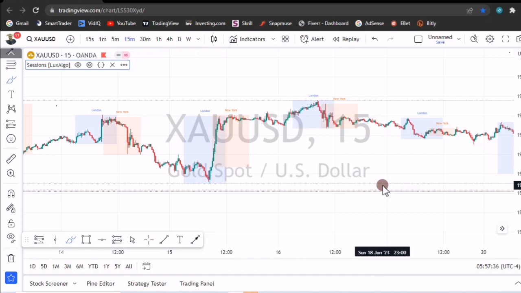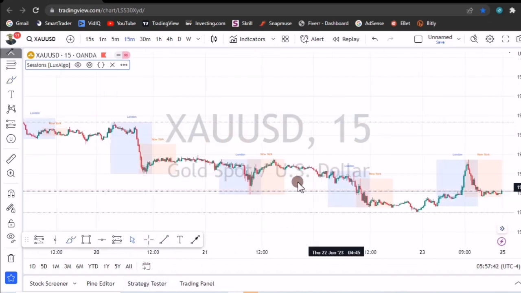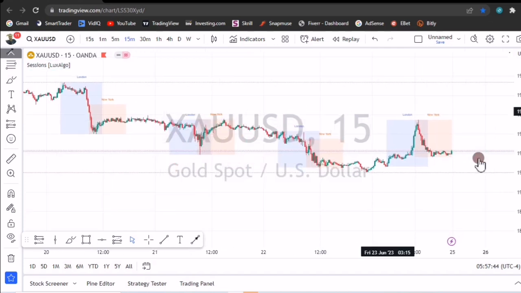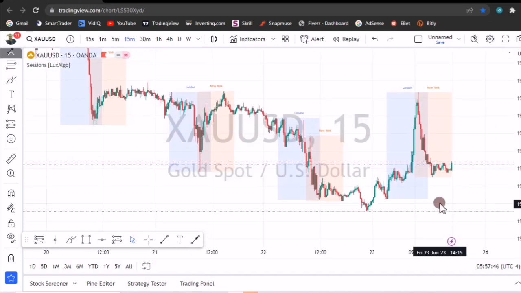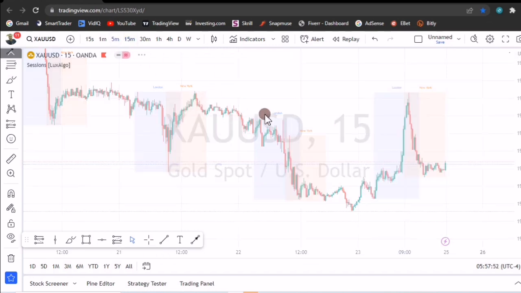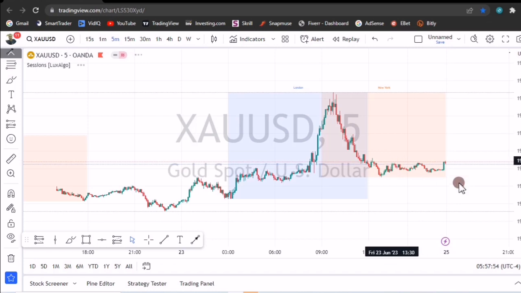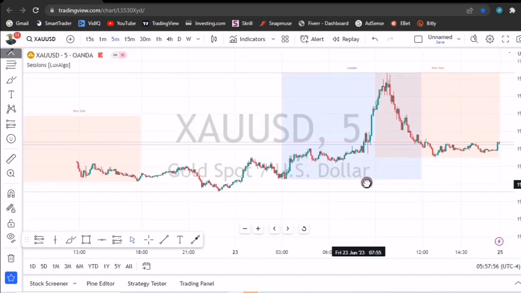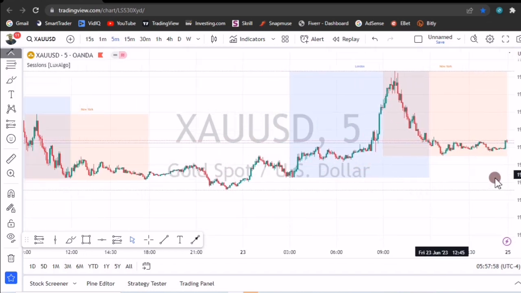So here is the strategy, guys. It's very easy. Let me just start from the beginning so that I give you some examples. Now we're on the 15 minutes time frame. It's best to go to the 5 minutes time frame so that you are able to see the small trends. All right, now we're on the 5 minutes time frame.